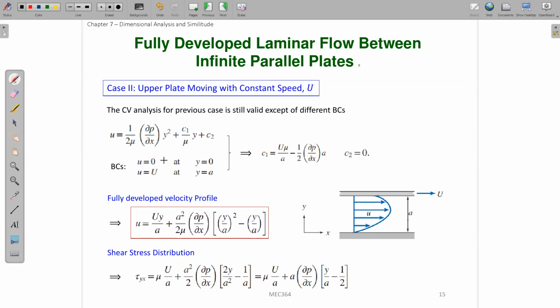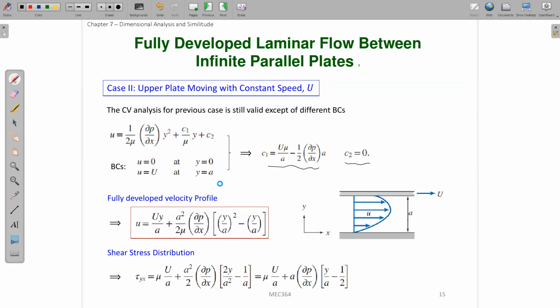Because the boundary condition is changed, if you substitute these two boundary conditions into this u function, you can find the C1, C2 values. So you find two new C1, C2 values. C1 will be equal to this value, and C2 will be equal to this value. These two will be different from the C1, C2 values we obtained in the previous case. You substitute these C1, C2 values into here, and you find the fully developed velocity profile for the case where the upper plate is moving with a constant velocity U.